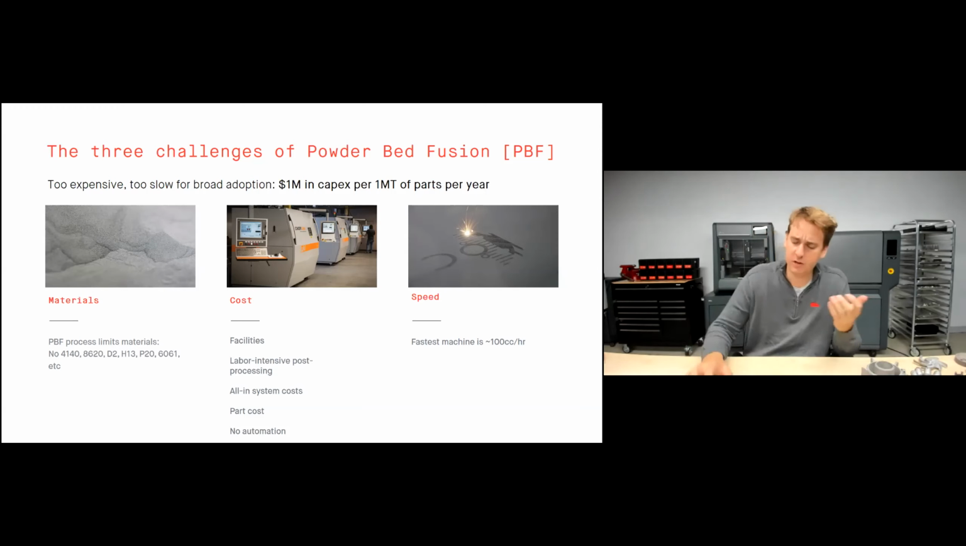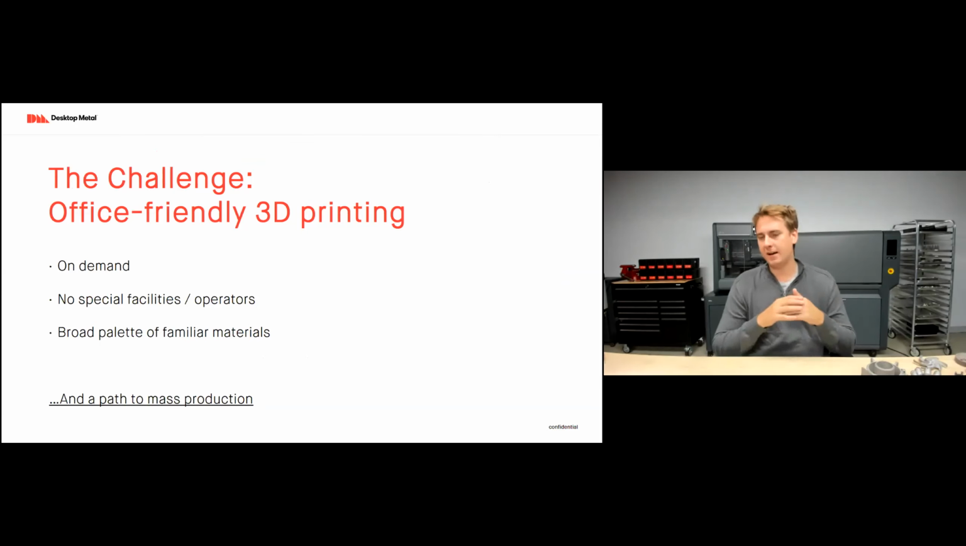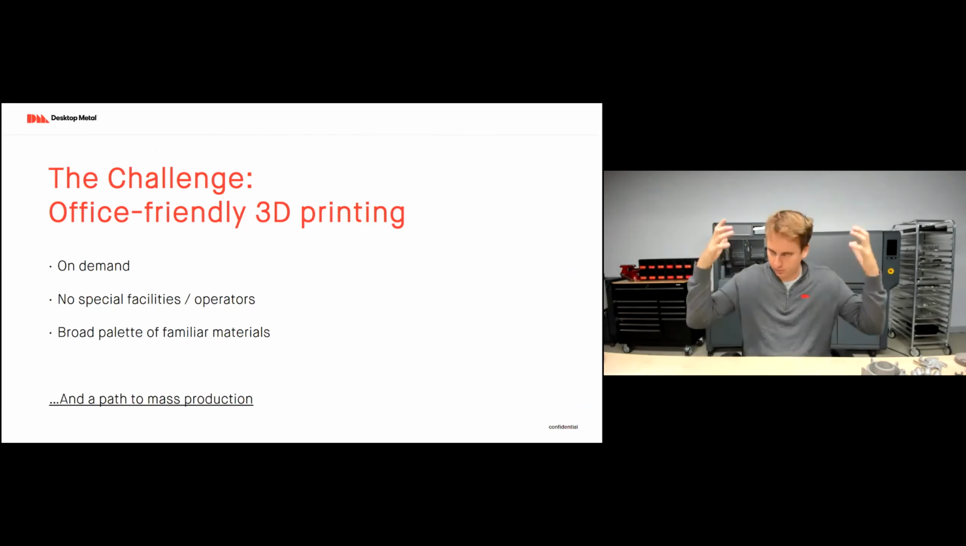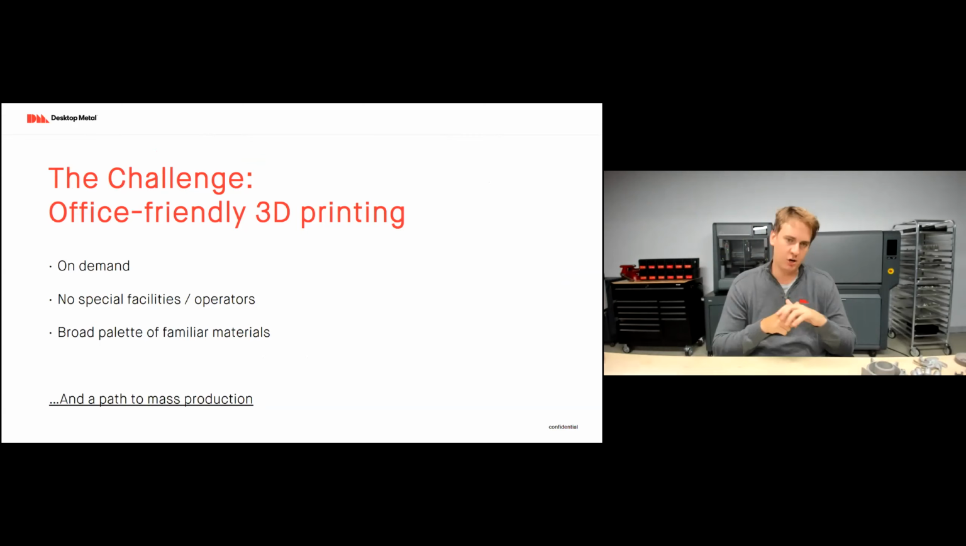So at Desktop Metal, we thought, wouldn't it be nice if there was a way to print metal parts that was a lot more accessible? It would still have the benefit of on demand. You wouldn't need special facilities and highly trained operators with special PPE protection, and it would still have a broad palette of familiar materials that engineers are already used to working with, already using in other aspects of their design. On top of this, give engineers a path to mass production. So if they're prototyping with 3D printing, how do they then move to higher volume?